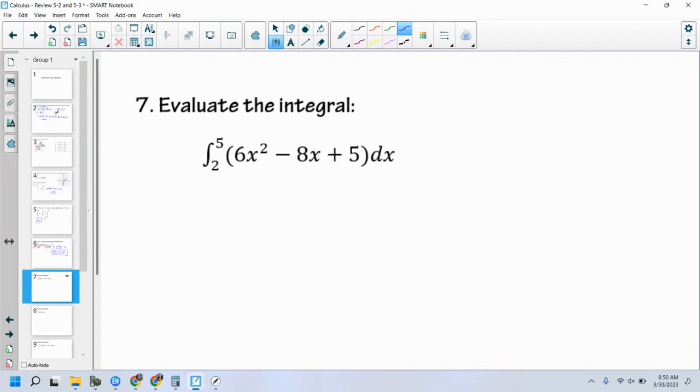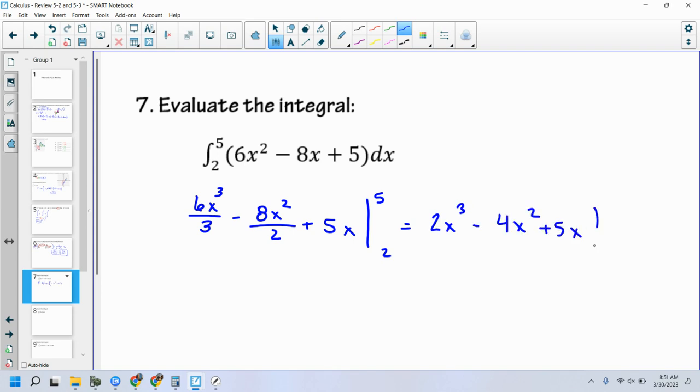So this is just straight up using FTC2. I don't tell you to use FTC2, but that's what you should use here, right? It's the easiest route to take. All right, so I've got 6x squared, which is going to turn into 6x to the third over 3 minus 8x squared over 2 plus 5x from 2 to 5. That's really what I'm telling you to do here. All right. The 6x cubed over 3 is 2x cubed minus 4x squared plus 5x from 2 to 5.